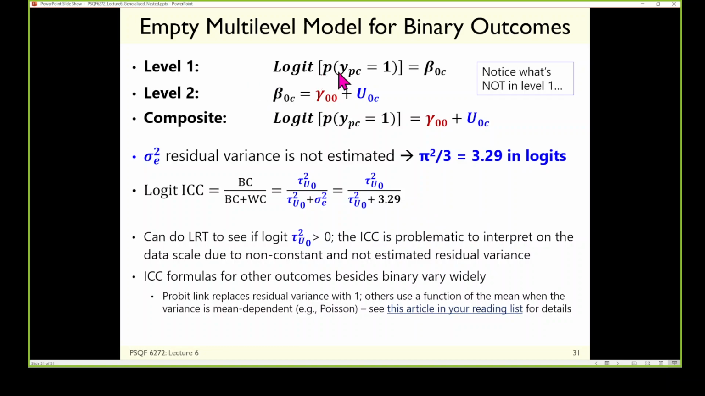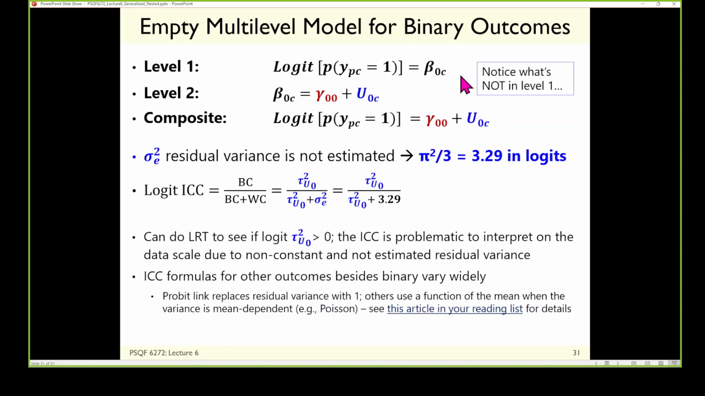Okay, so here's an empty model for a binary outcome. I'm abbreviating my logit, which is the log of the odds of the probability of a 1, like this. So the logit of the probability of a 1 still has my cluster-specific intercept, which we can define with a fixed intercept and a random intercept. Composite equation looks like this. But what's not in level 1? What's normally here in my empty model? I'm missing something blue. E, yeah, it's not here.